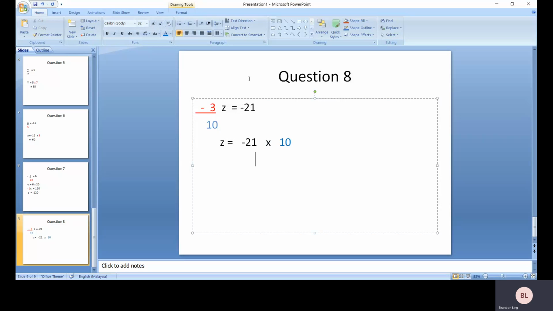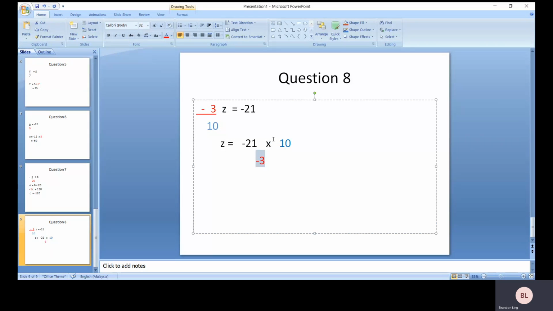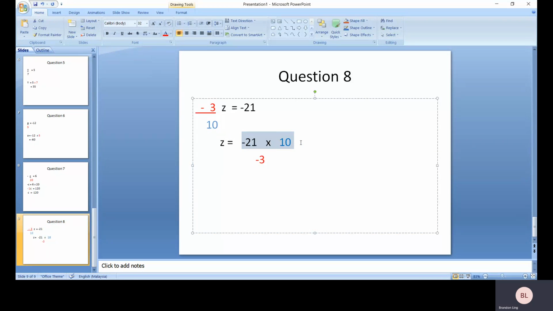And the next step will be negative 3 multiply. You move it to the other side, you get a division of negative 3. Negative 3 here, so this is a division. So your final answer would be 70.